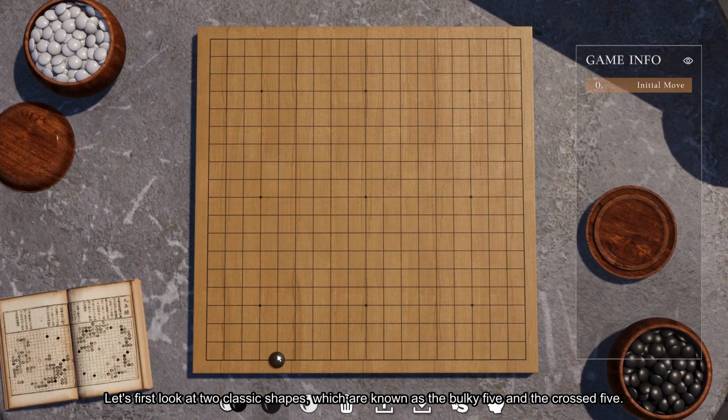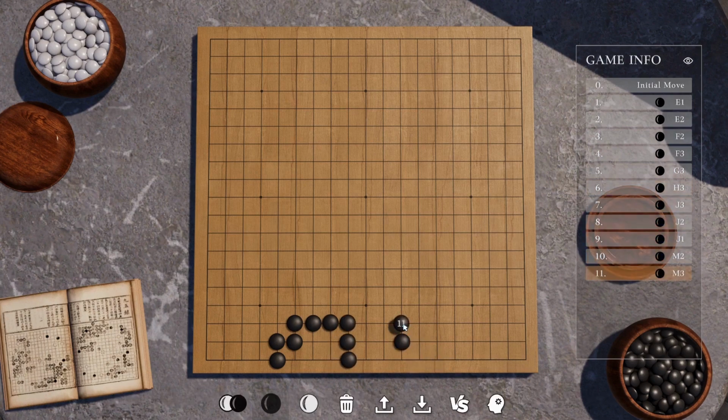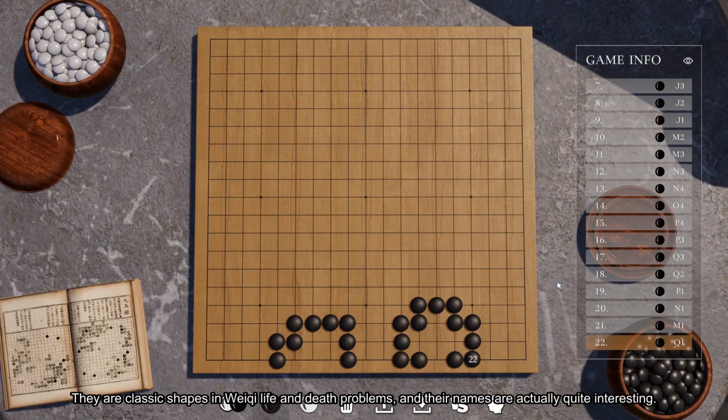Let's first look at two classic shapes, which are known as the bulky 5 and the crossed 5. When studying 5-space life and death, these are two essential shapes that you must firmly keep in mind. They are classic shapes in WeiQi life and death problems, and their names are actually quite interesting.